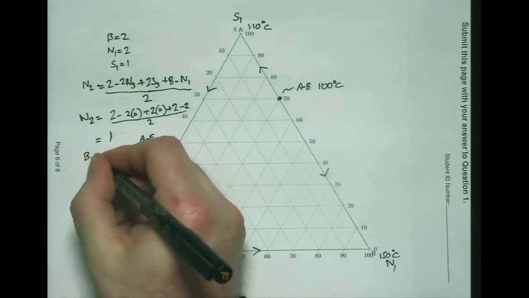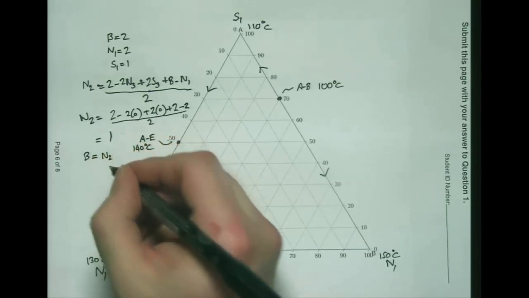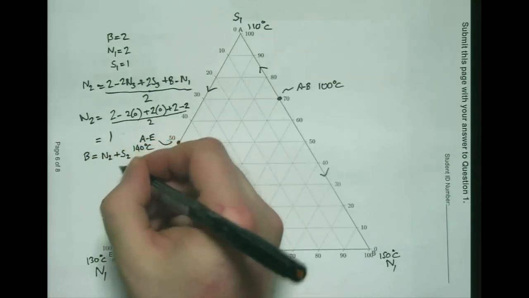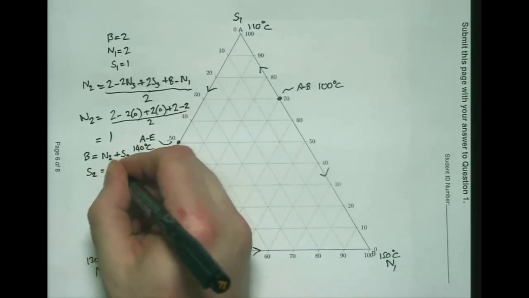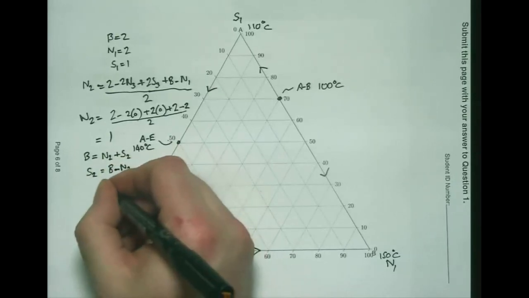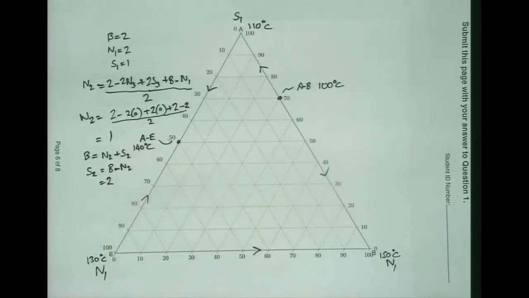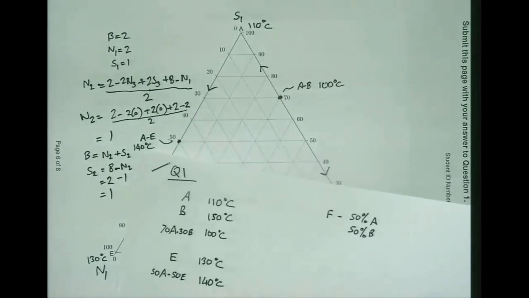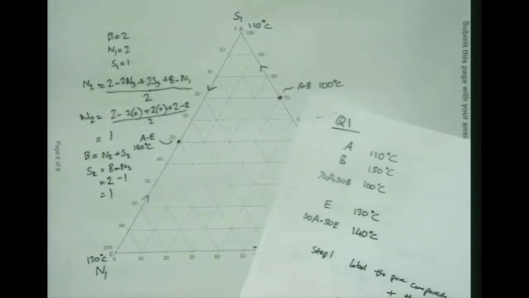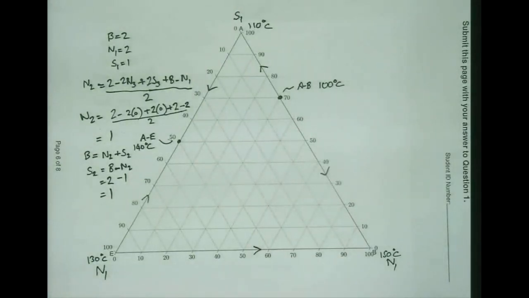We also know that, of course, the total number of binary azeotropes must be equal to the number of binary nodes and the number of binary saddles we have. So we can rearrange that. And we know we have two binary azeotropes in total. And we've just calculated we've got one binary node. So we must have one binary saddle. So our AE azeotrope and our AB azeotrope, one must be a node and one must be a saddle.